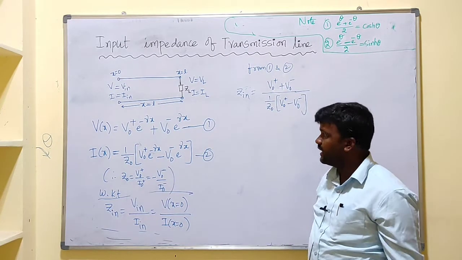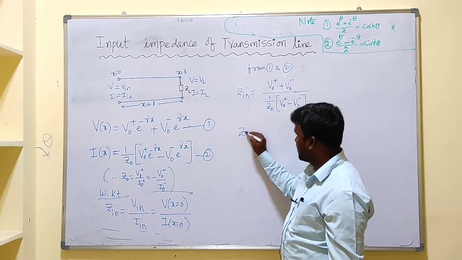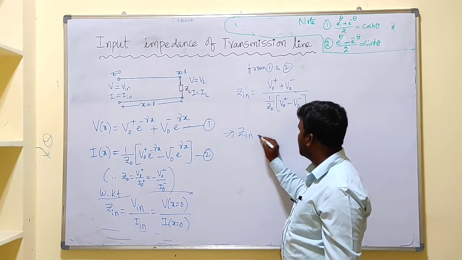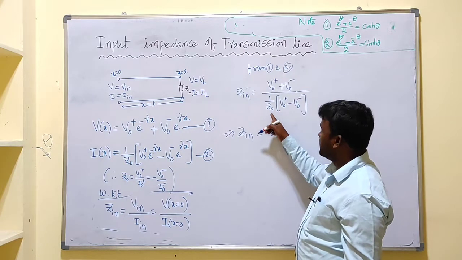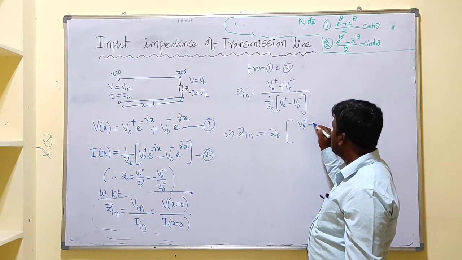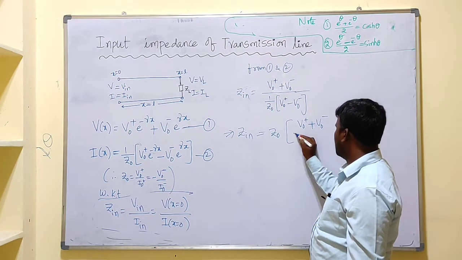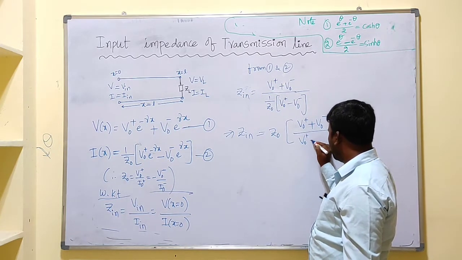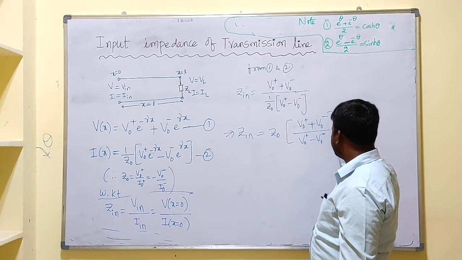Means what? In order to get this Zin, we require what? This implies Zin equal to what? 1 by Z naught, it is in the denominator, that becomes Z naught into (V naught plus + V naught minus) by (V naught plus - V naught minus).